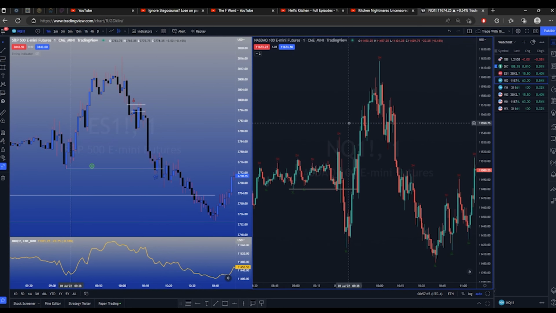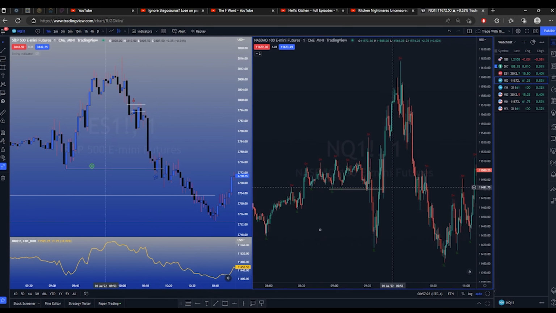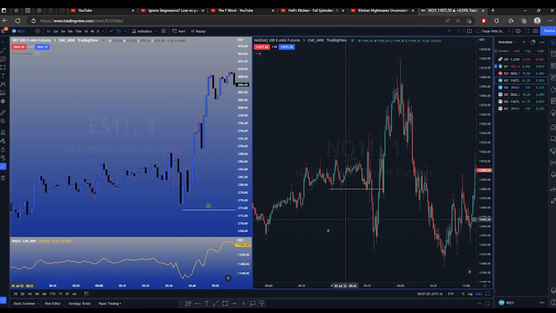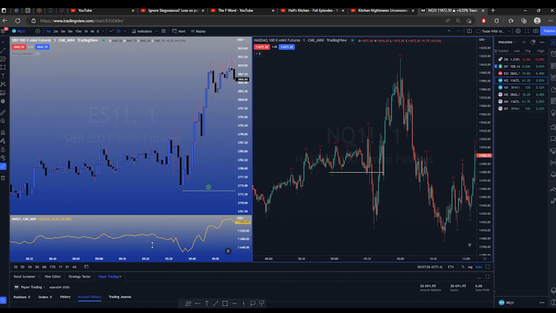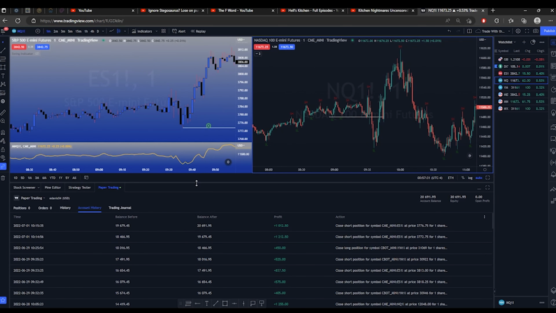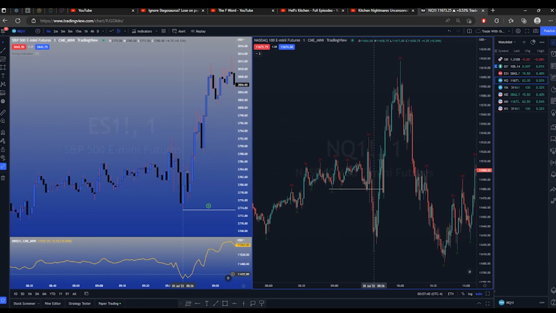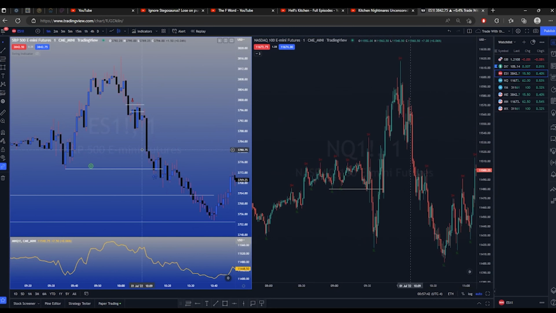And I believe I took the same trade on NAS. I probably entered very differently on NAS. Let's see. I may not have taken that trade on NAS, actually. Nope, it doesn't look like I did. I think I just took it on the S&P, which was fine. And I'm gonna reset this paper trading account anyways. So yeah, that's all I got for you guys.